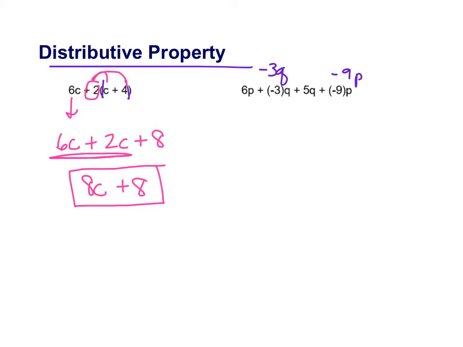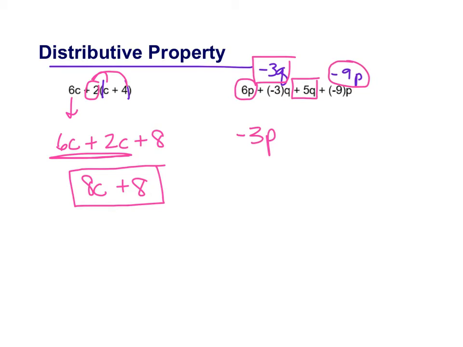Here is a 6p, so I'm looking for any other p's. 6p plus a -9p. Opposite sign, so I subtract. 9 minus 6 is 3. Keep the sign of the bigger number, so it's going to be negative, and the p just stays with it. And then look for any q's. We have a -3q plus a 5q.